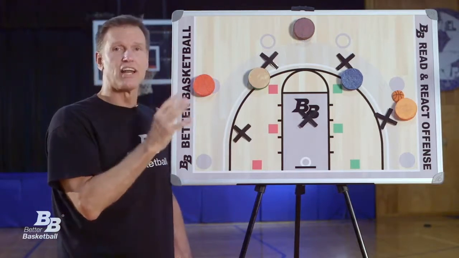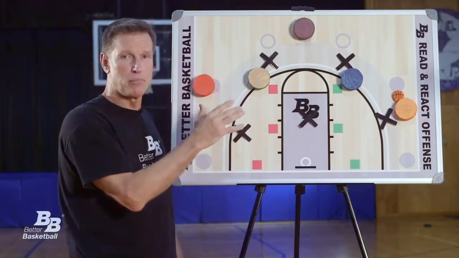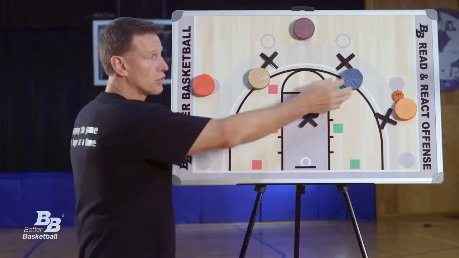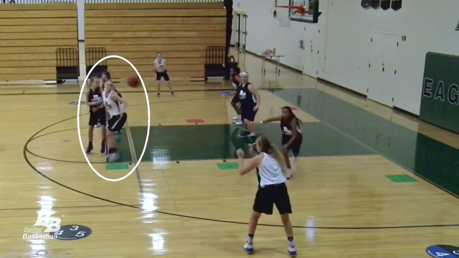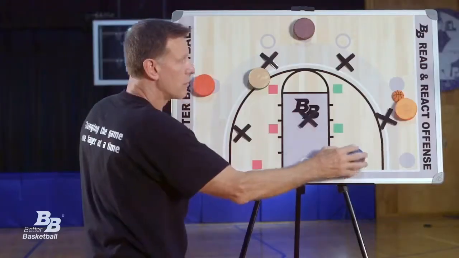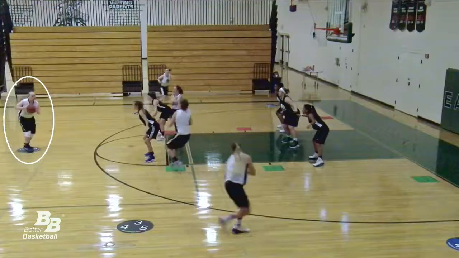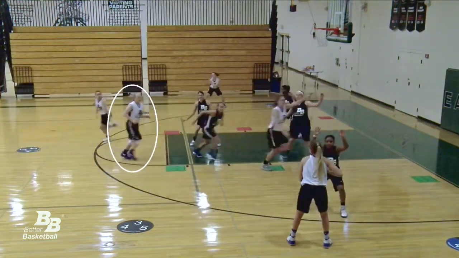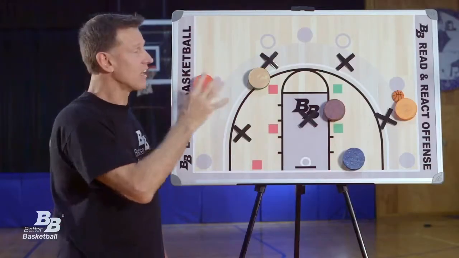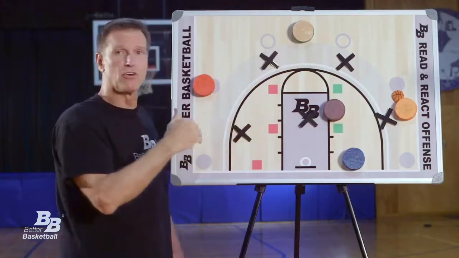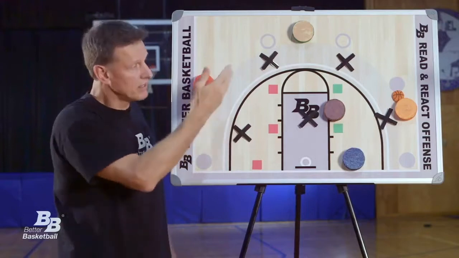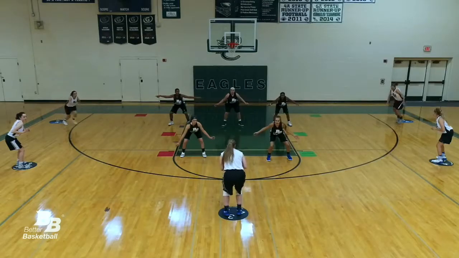Now, what's our next action after baby pins have been set? It's the same rule. The pin screener rolls to the flank. They might be open on the way. The passer cuts to the nail. Now, what about the pin screen that was not used? They just let go and fill the empty spot. The top of the key is going to be empty and it needs to be filled.